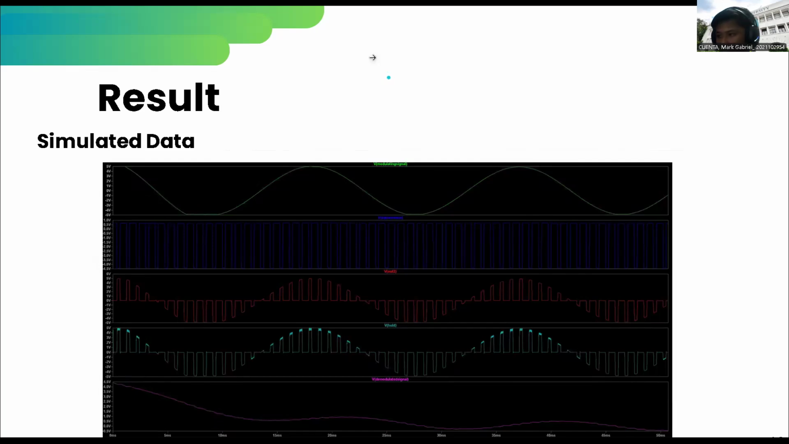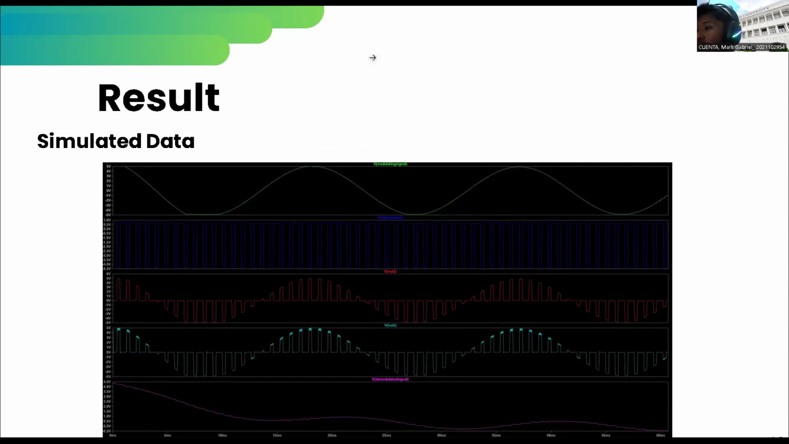As for the results, the simulated data shows how the signal evolves through the modulation and demodulation process. The top waveform shows the original modulating data, a sinusoidal waveform that presents the information that is transmitted. The second waveform shows the square wave, the sampling signal that controls the PAM circuit that takes samples of the modulating signal. The third shows the result of the PAM signal, where each pulse corresponds to the amplitude of the sine wave where the square wave goes high.